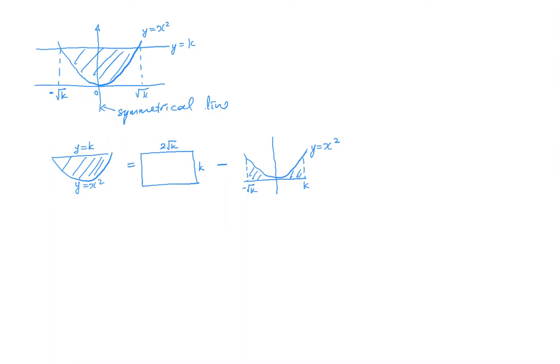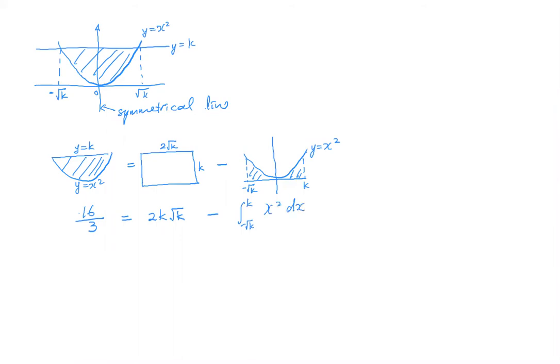So now this is 16/3. That's 5 1/3. This is equal to area of a rectangle. Am I right? Length times width. Take away area for this one. What should I do? I integrate from negative root k to k x squared dx. Am I right?